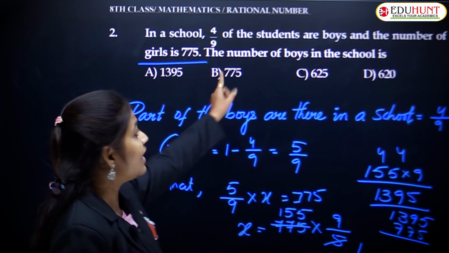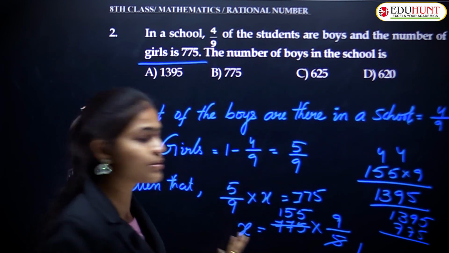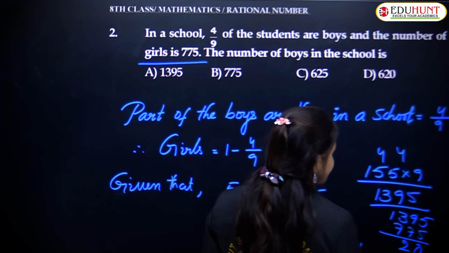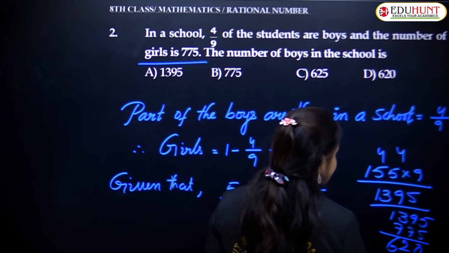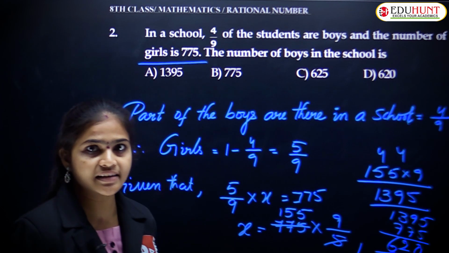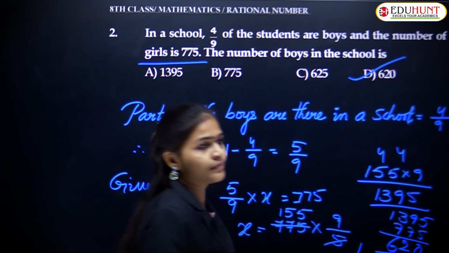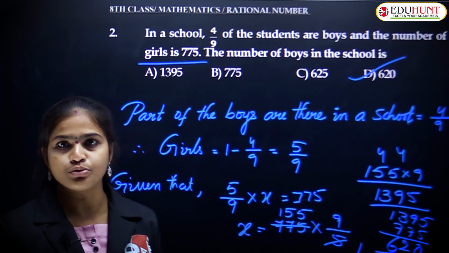They are asking how many boys are there in that school. So 5 minus 5 is 0. 9 minus 7 is 2, 13 minus 7 is 6. So totally how many boys are there here? 620 boys are there. Okay, so option D is true here.